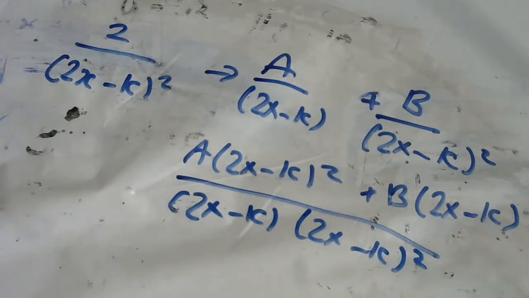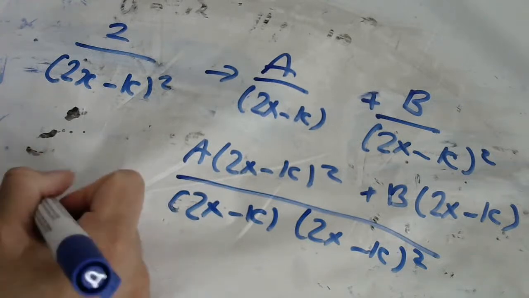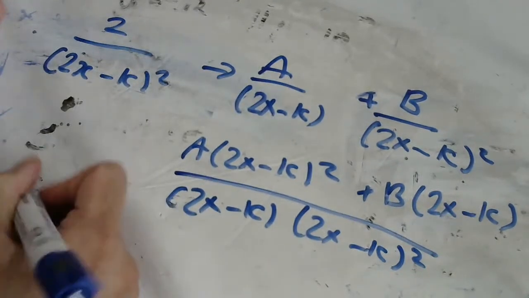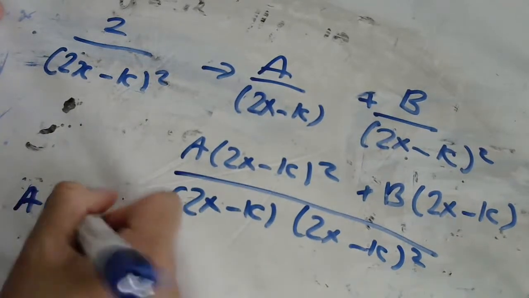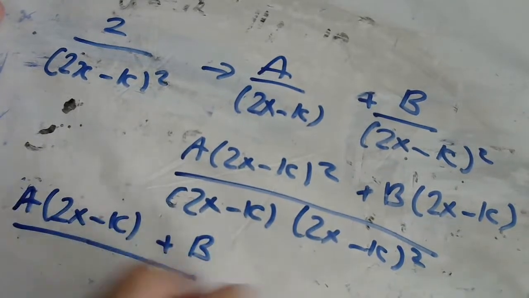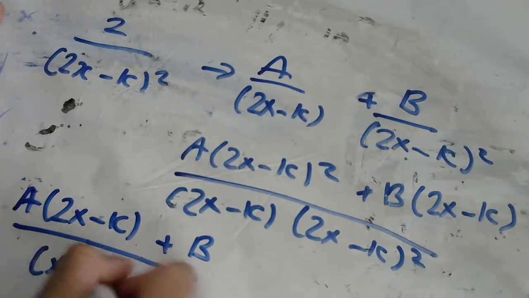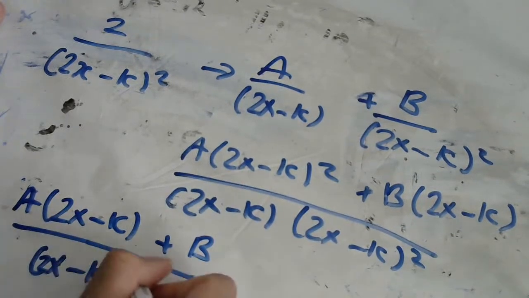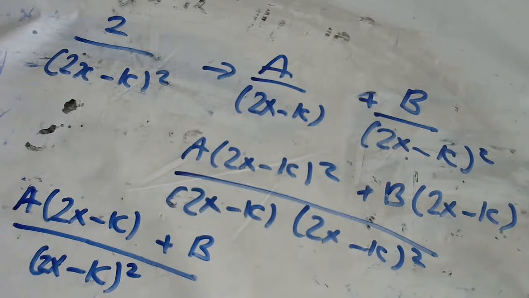So we'll see if I've got space. I've got space here. Yeah, okay, cool. So it's going to be, I need to sort this out, a(2x minus k) plus b all over (2x minus k) squared. All right? At the end of the day, we're going to turn this into that. Yeah? We're going to turn this into that.